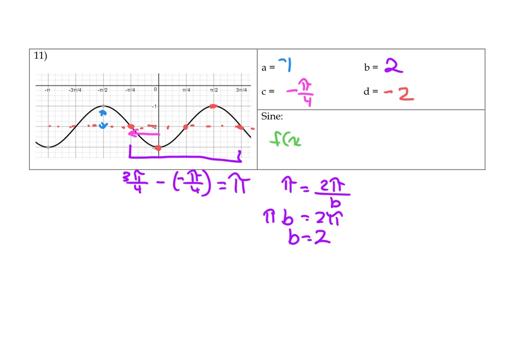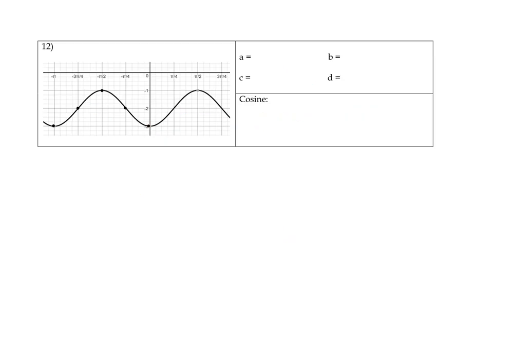So f of x, I'm not going to forget that negative. I don't need to put the 1 because 1 amplitude doesn't change anything. This is a sine graph. And then I put the b value, parentheses. If you don't, you're going to have to change your c value. So always put the parentheses. X minus negative pi over 4 minus 2. And there's that equation. Okay, last graph.